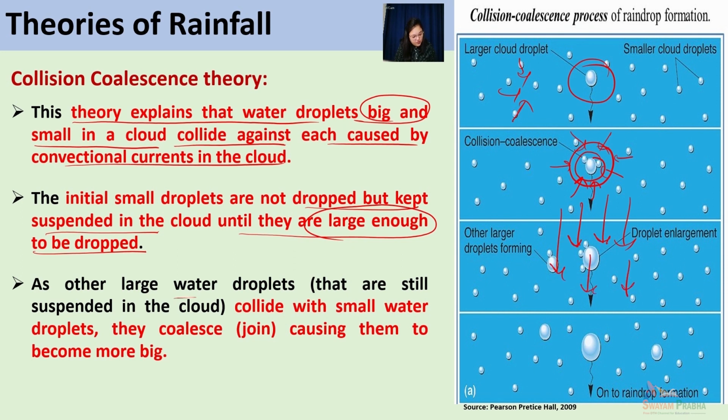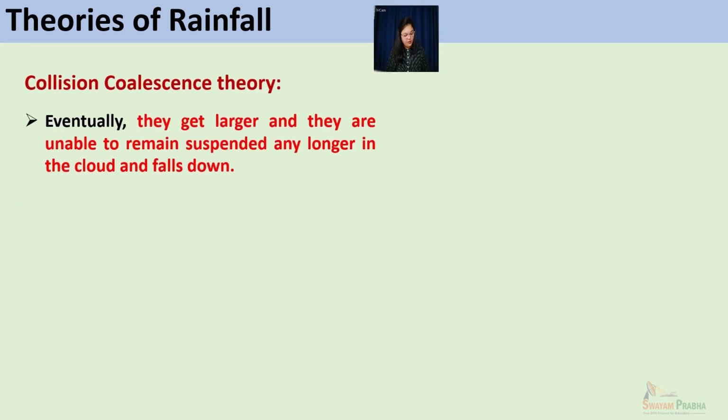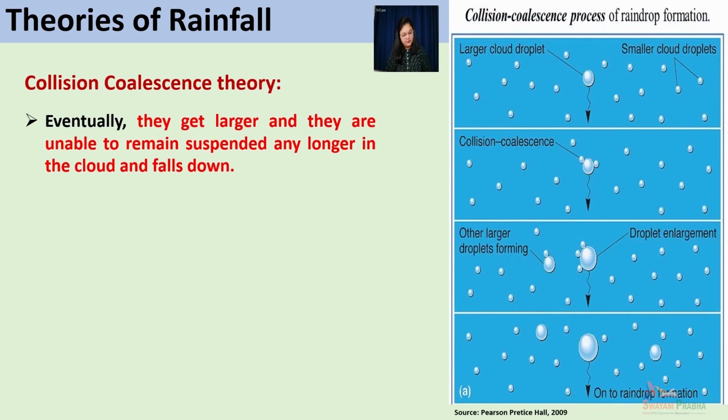As the large water droplets in the cloud collide with the smaller water droplets, they coalesce, they join, causing them to become bigger. At this point of time, they have become big enough that they are not able to stay in suspension much longer in the cloud. So what happened now? Eventually, the size of these droplets becomes bigger and bigger till they are unable to remain suspended any longer in the cloud and fall as raindrops.